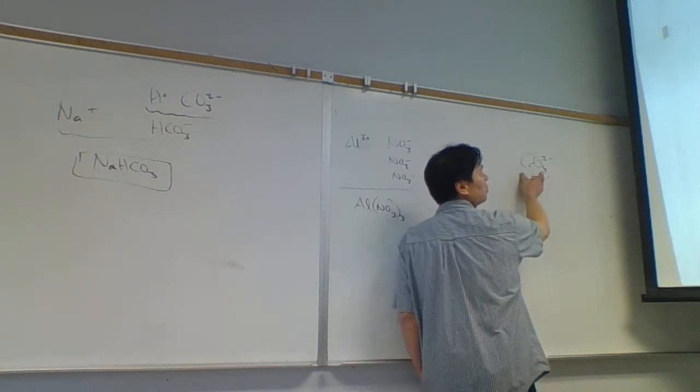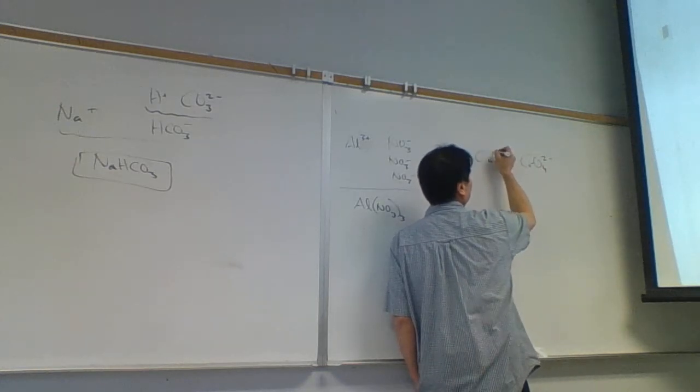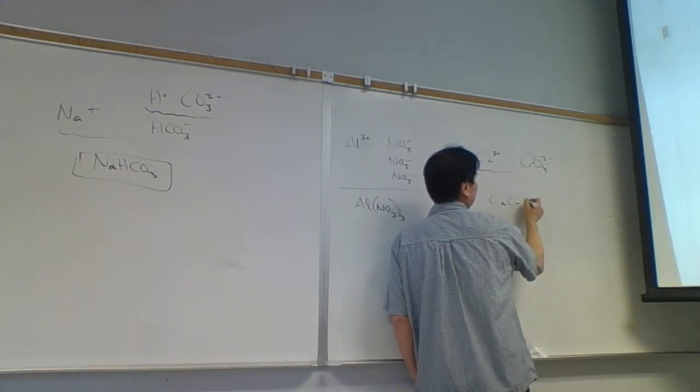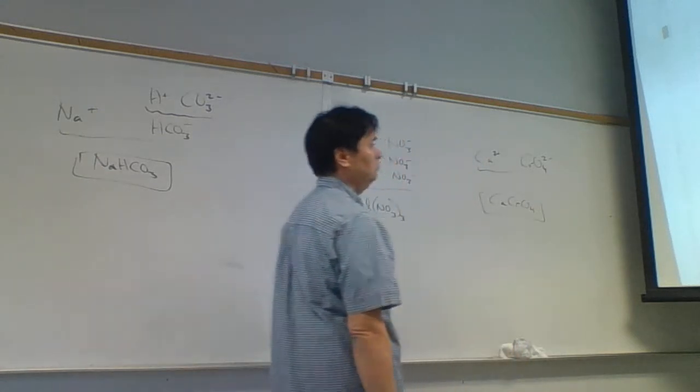But anyway, this is chromate, and we have calcium. So calcium is what charge? 2 plus. So putting these together, they're balanced. So it's CaCrO4. That would be calcium chromate.